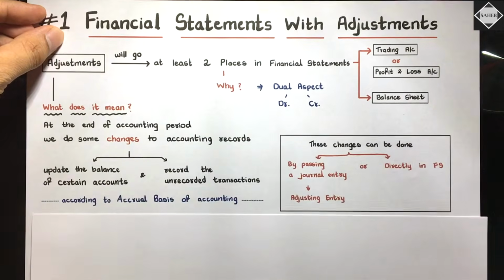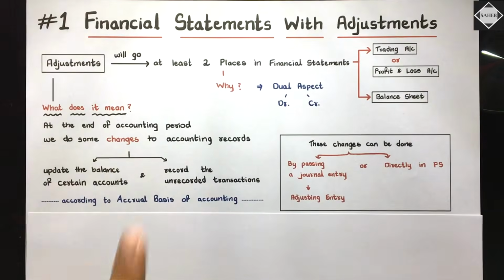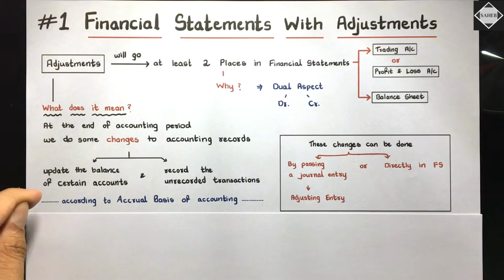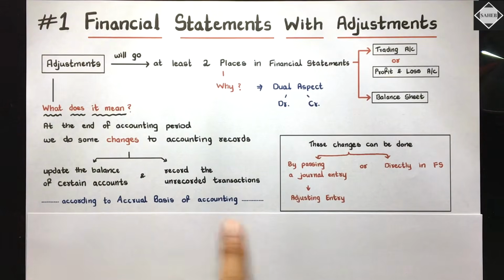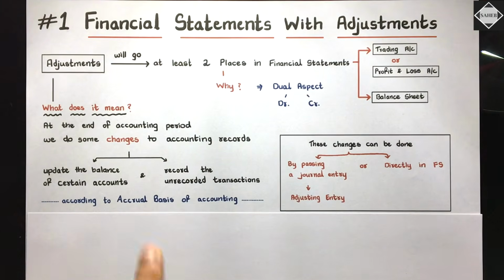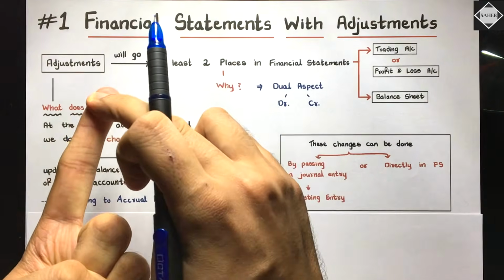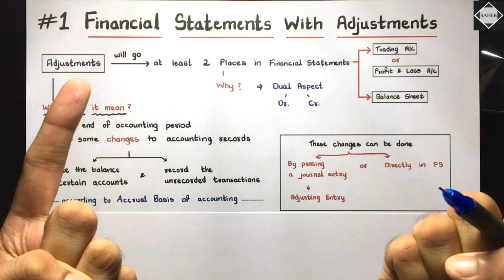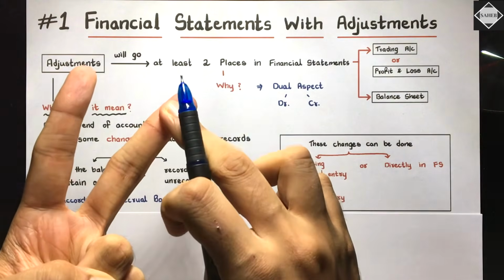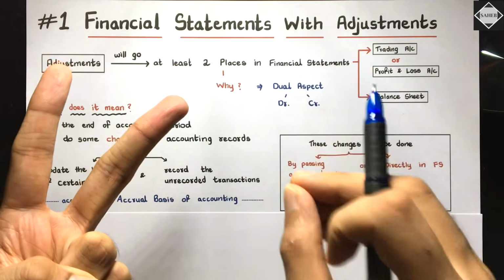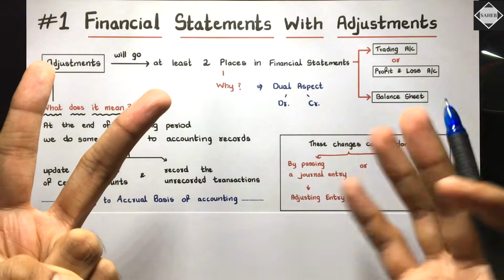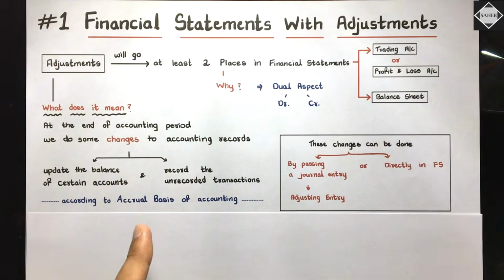Now let's understand even further, what does adjustment mean really? See here, at the end of the accounting period, we do some changes to the accounting records, like to update the balance of certain accounts and record the unrecorded transactions according to the accrual basis of accounting. Okay, what is the accrual basis of accounting? Accrual basis of accounting means we recognize income when we have earned it, right? Not when cash is received. We recognize expenses when we have incurred the expense, when we have taken the benefit, right? Not when cash is paid. Yeah, that's what the accrual basis of accounting is.